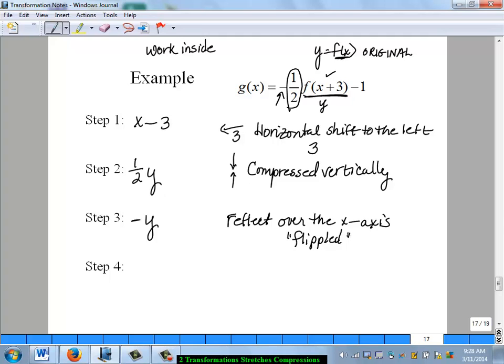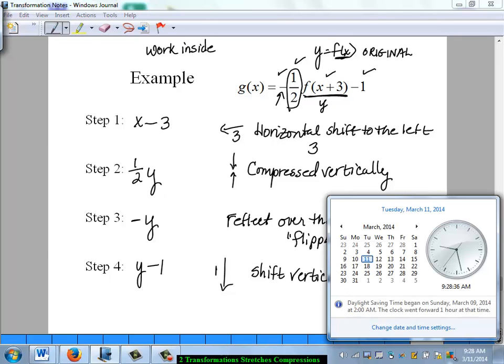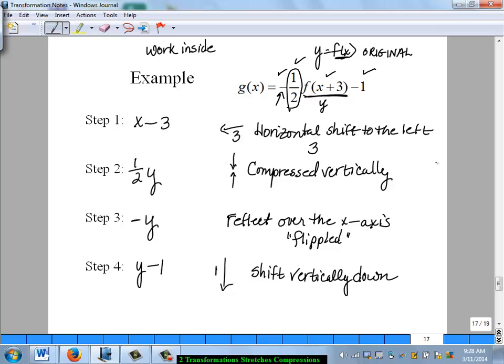All right? Now, step 4. I've finished that, I've gotten that done. Now the last thing is I'm going to take all my y's and subtract 1. When I do that, I shift it vertically down 1. So what we did with this original graph was we shifted it to the left, squished it, compressed it vertically, flipped it, reflected over the x-axis, and dropped it down. So you can actually do that with each step with tables and graph the very end of it, and you'd have it moved.